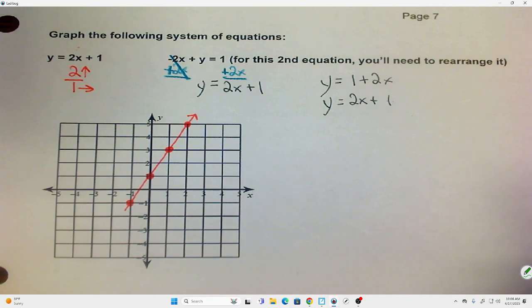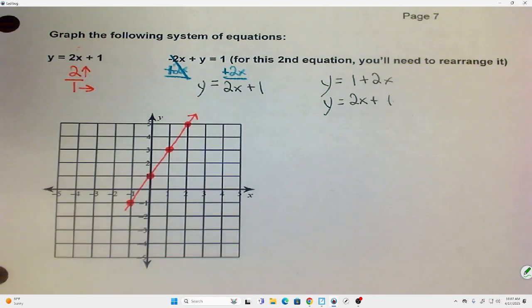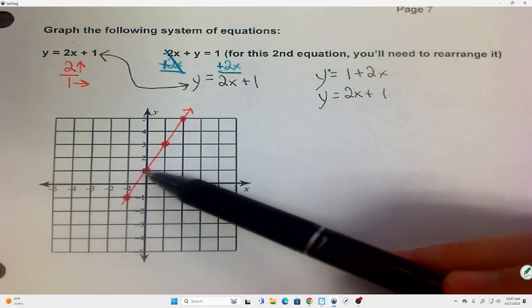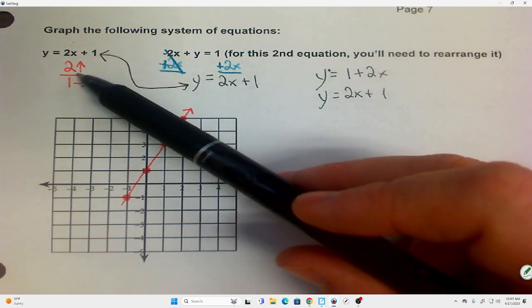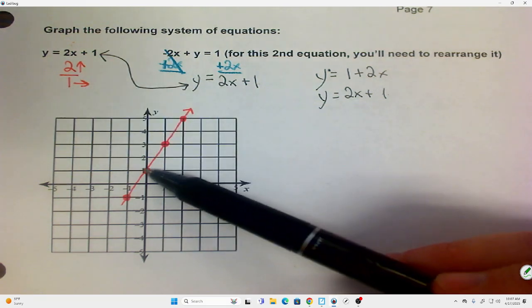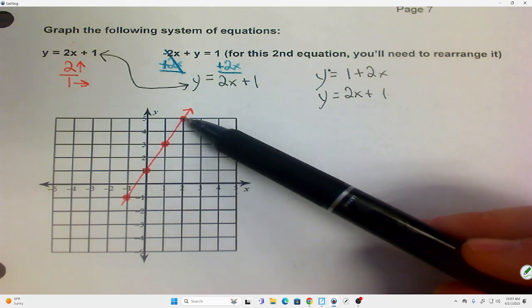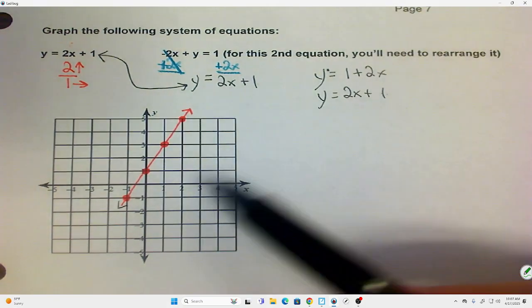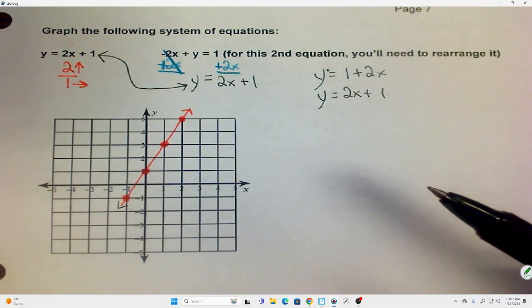Well, compare this with that. What's your y-intercept number? Well, it's 1. What's your slope? Well, it's 2, and that means you're going to go up 2 and to the right 1. So watch this. Up 2, right 1. Up 2, right 1. It's the exact same line. Every single point's going to match up. It's the exact same line.